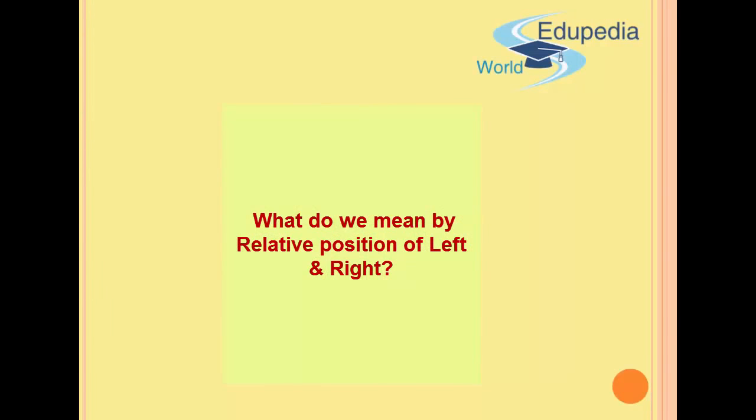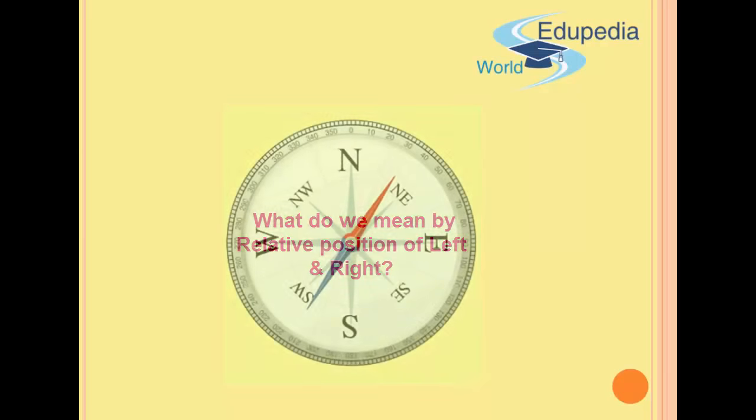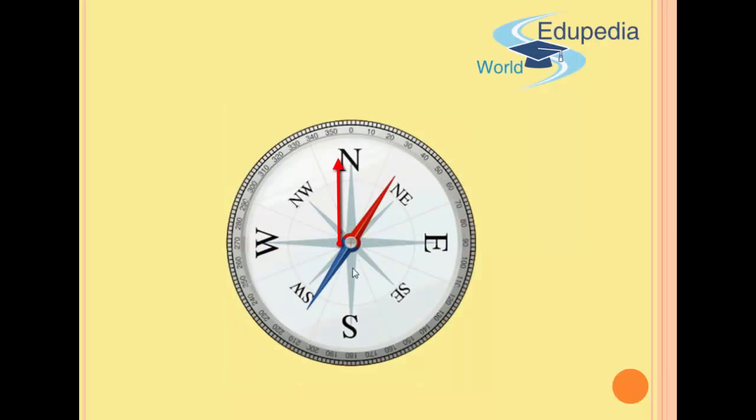Now, what do I mean by the relative position of left and right? When you are headed in the general direction of north, your left is towards the west and your right is towards the east. On the other hand, if you are facing the south direction, your left and right get reversed. Now your left is towards the east direction and your right is towards the west direction.